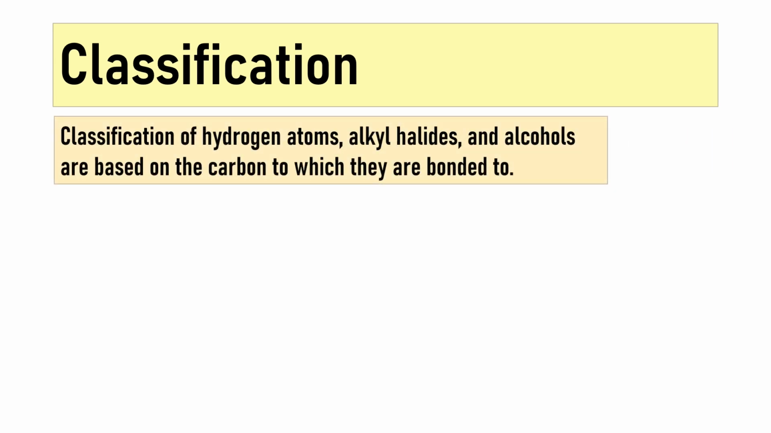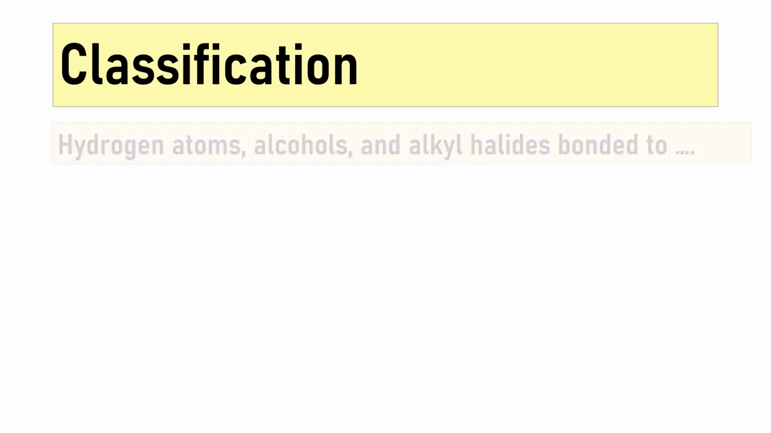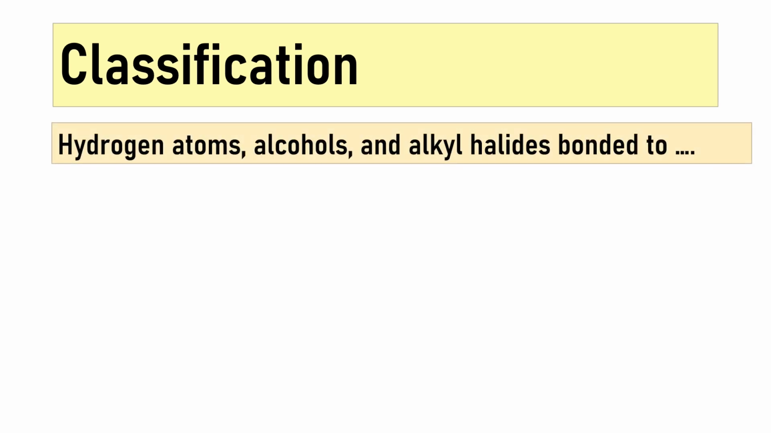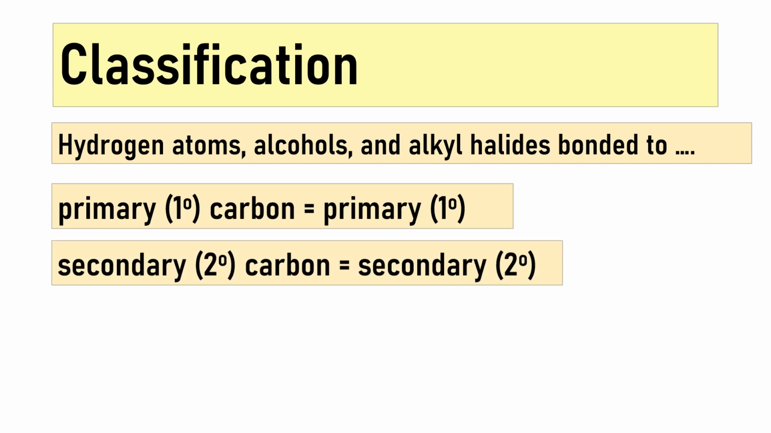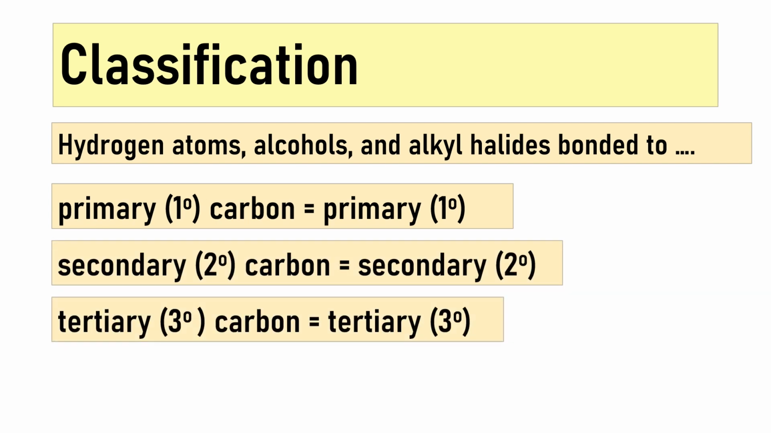Classification of hydrogen atoms, alkyl halides, and alcohols are based on the carbon to which they are bonded. For example, hydrogen atoms, alcohols, and alkyl halides bonded to primary, secondary, and tertiary carbons are called primary, secondary, and tertiary, respectively. Let's do some examples.